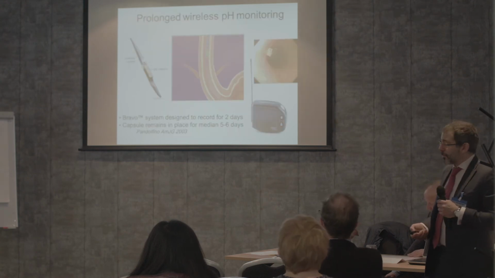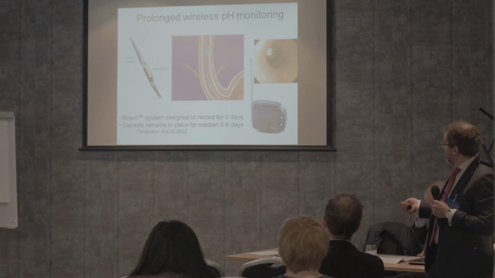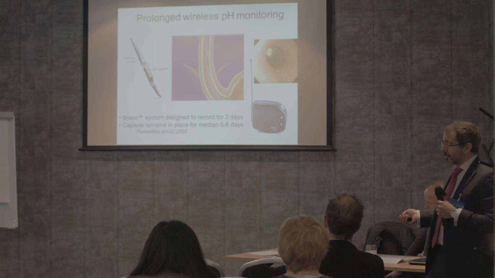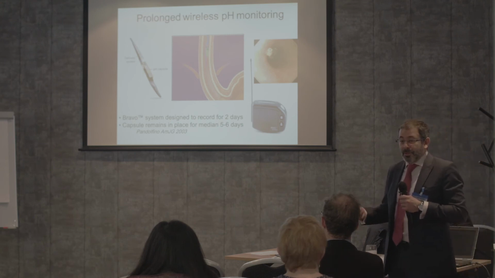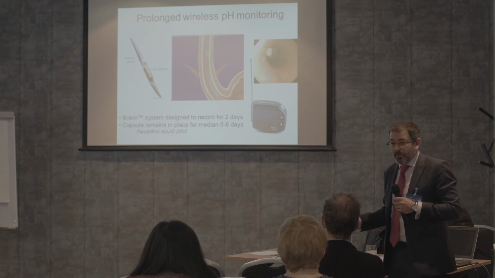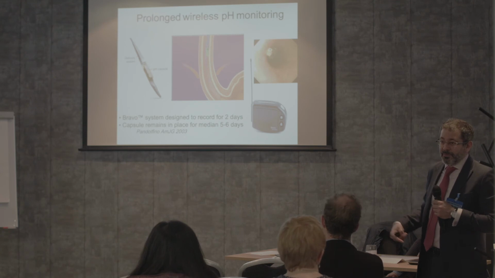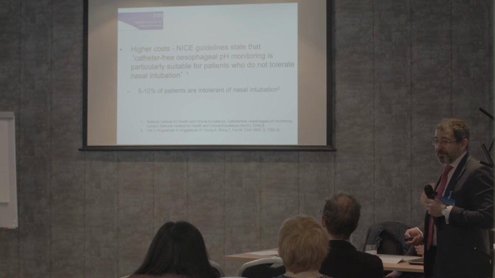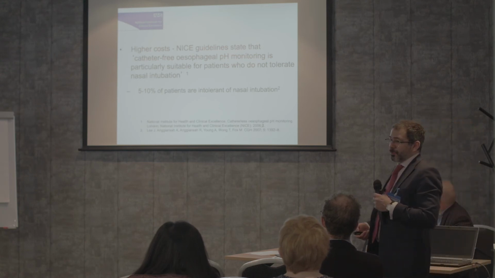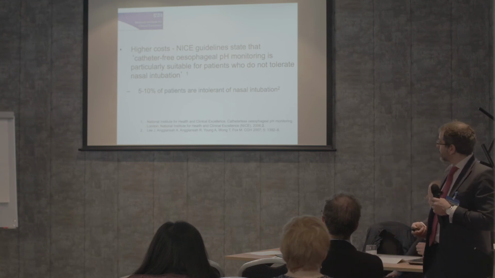So what is wireless pH monitoring? A capsule is placed in the bottom of the esophagus, and it sends information wirelessly to a receiver. This is the old receiver. And it measures how many reflux events occur over a period of time. Could be 1, 2, 3, 4 days. And patients press the button to record every symptom that occurs, just like with catheter-based pH monitoring. It is more expensive, so according to NICE, we should only be doing this in patients who don't tolerate the catheter, because it involves an endoscopy.